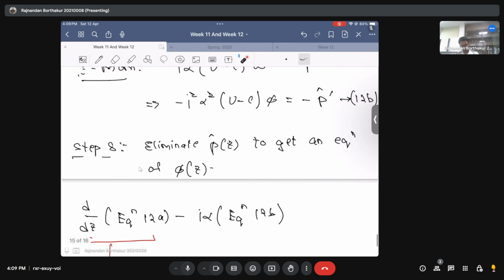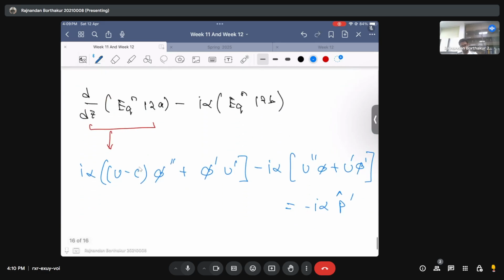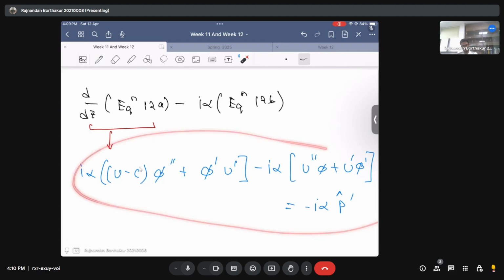That's it. And then also we have the pressure, which is minus i alpha dp, or I'll just write it as p hat prime. So this is what you get if you differentiate the x momentum equation with respect to z.